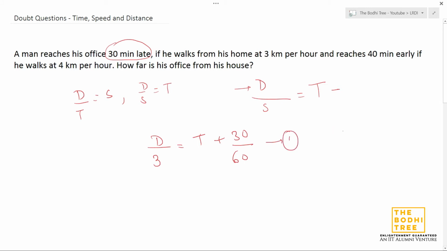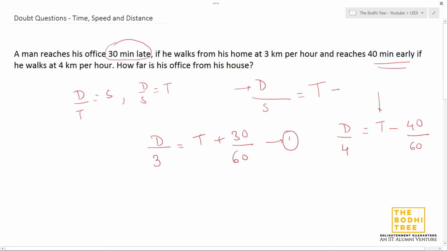Second equation similarly will be d by 4 kilometers per hour is equal to t, but in this case he is reaching 40 minutes early, so minus 40 minutes before time, right? And t is the actual time when he reaches, and that is the on time. He's neither late, he's not early, right? So he's reaching on time, exact time. If the office opens at 8, he's reaching at 8. 40 by 60, again we have to convert it into hours.